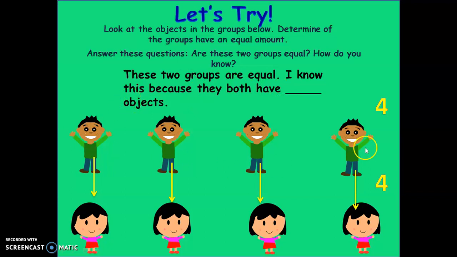So again, we had 4 boys in this group and 4 girls in this group, and they each had a partner. So I know that 4 and 4 is an equal group.